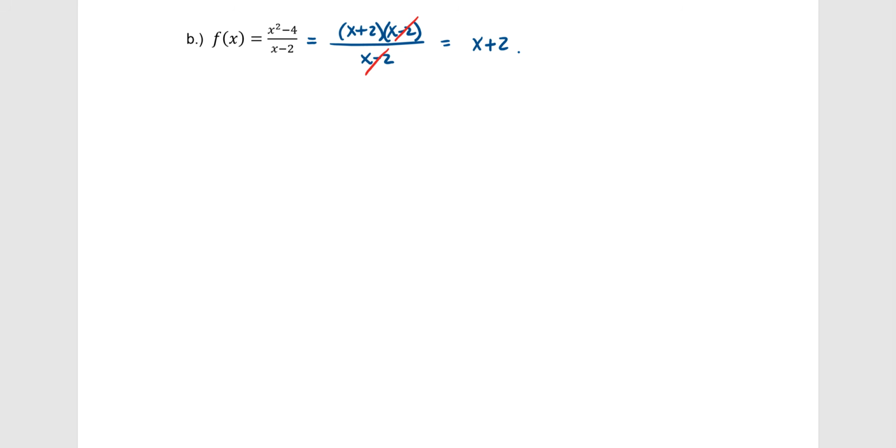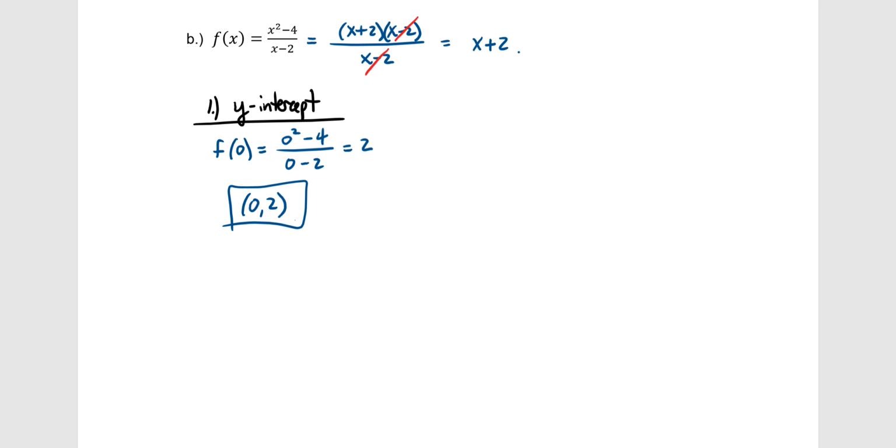What we should recognize here is that our graph is going to look like the graph of x plus 2, which is linear, so we should know how to graph that, except it's going to have a hole when x minus 2 equals 0. I'll run through this one pretty quickly. Evaluating the y-intercept, plugging in a 0 for x, f of 0 ends up being 2. Just be a little cautious: always plug it into the original equation, just in case there ended up being a hole at that point.